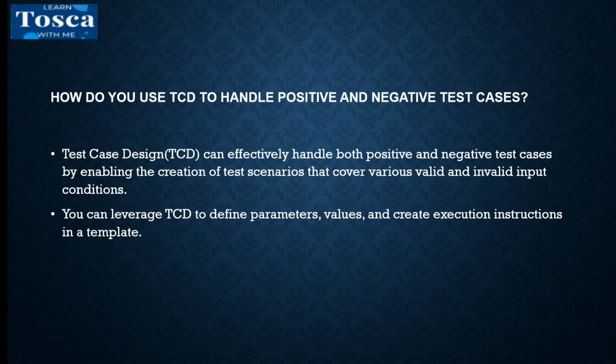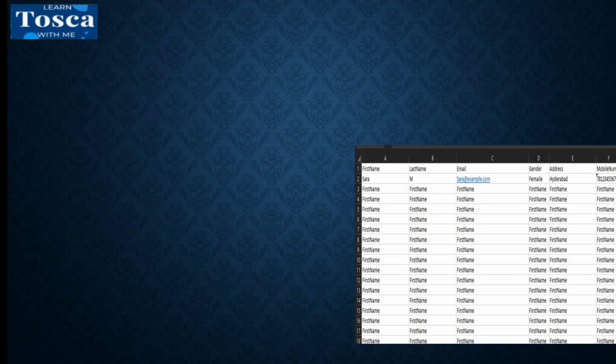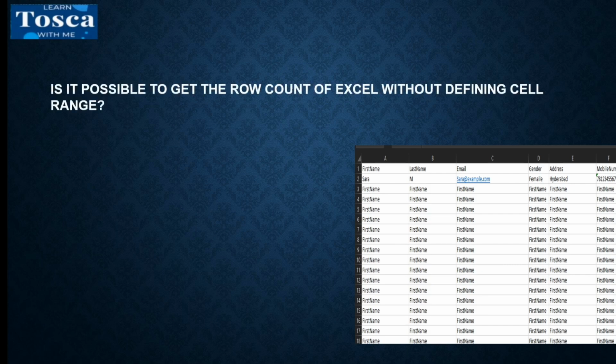Let's jump to the next question. This is one sample Excel sheet I have, where I have some set of records. The question is based on that Excel: is it possible to get the row count of Excel without defining a cell range? Generally, whenever we work with Excel, we use the Excel modules, and to work with Excel we need to define the range. Till date, we have been defining the range.